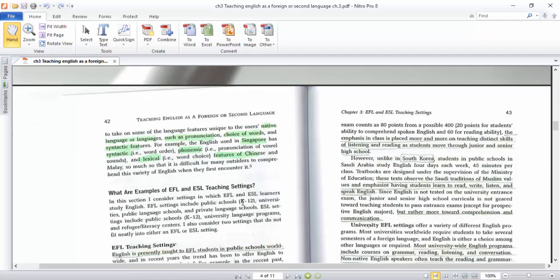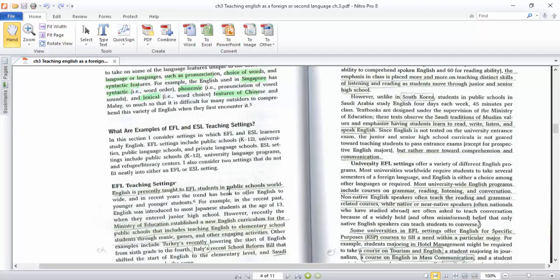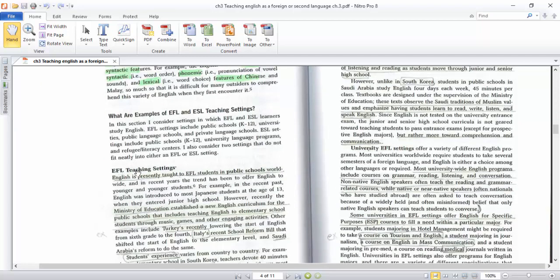In the next video, I'll explain examples of EFL and ESL teaching settings. So we have different settings, EFL settings and ESL settings. What is the meaning of settings? Settings means the environment of the classroom, or what we call inside the classroom, in which they learn the English language, either in schools or in universities.